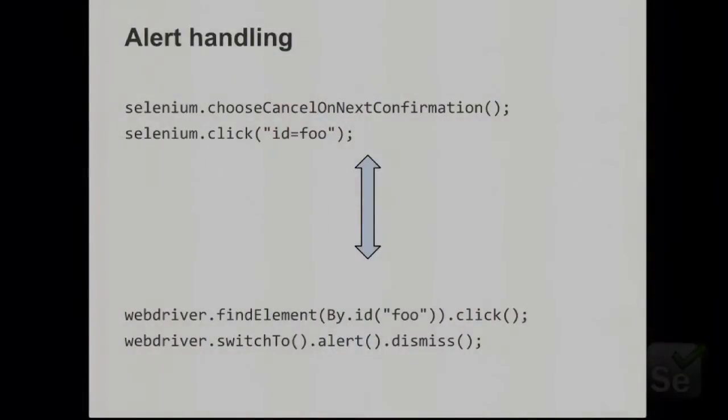The first one is alert handling. Selenium has this weird record-playback style of alert handling where it's actually overriding the JavaScript functions to capture those alerts. So you tell it, OK, the next time a confirmation appears, cancel it. And then you click, and presumably a confirmation happened, and Selenium got that and recorded it. And if there wasn't, you get an error. WebDriver is a more natural, reactive approach. You click something, the alert pops up, and then WebDriver lets you switch to it, and you can either dismiss it, accept it, or what have you.